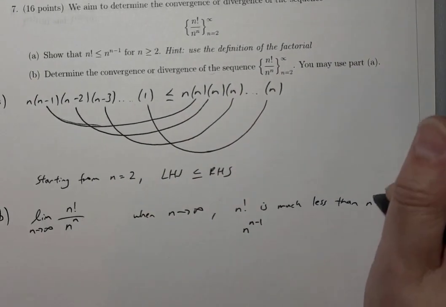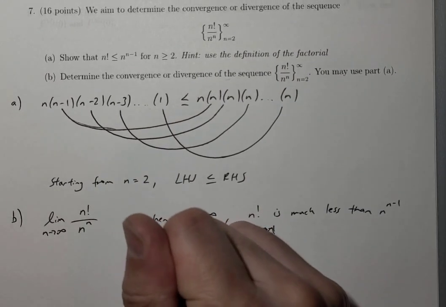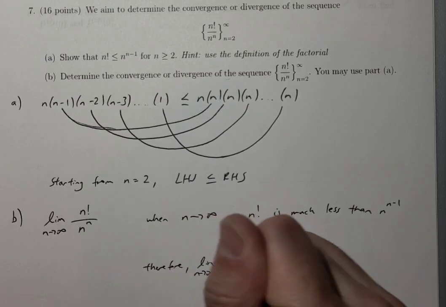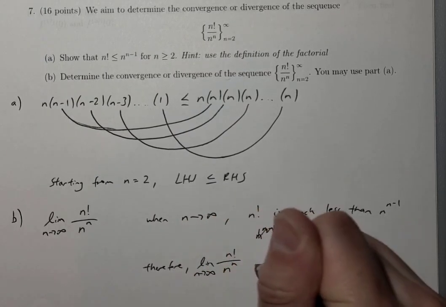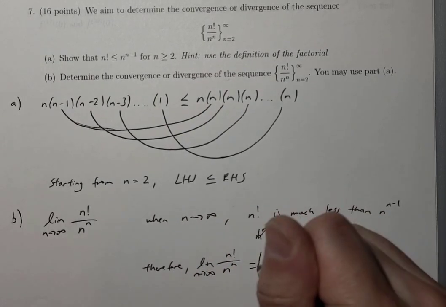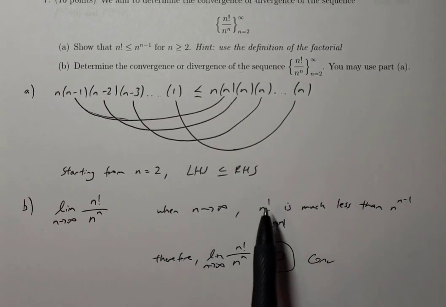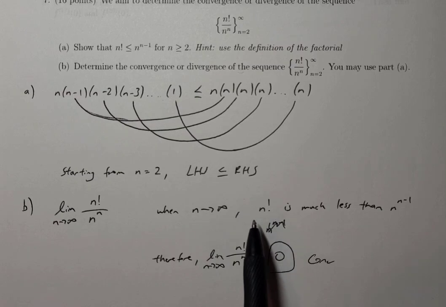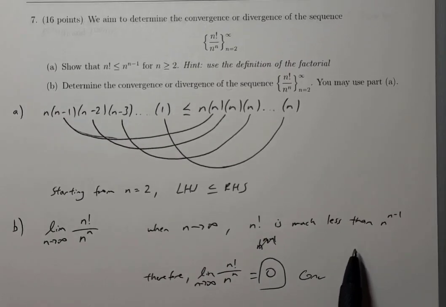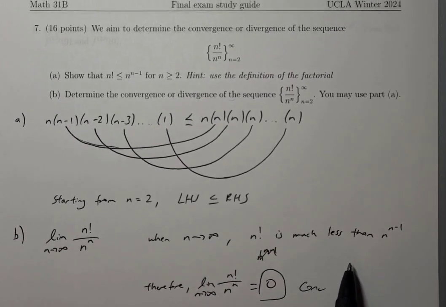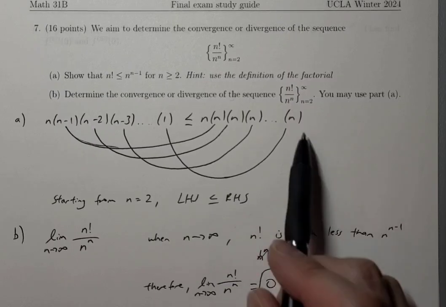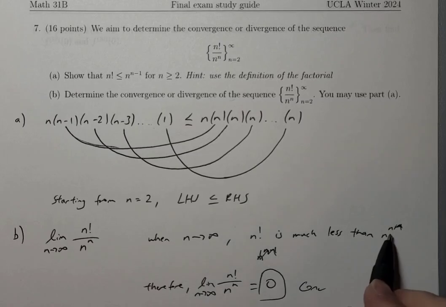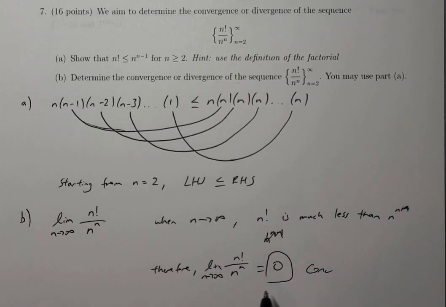I should just write it here. I don't know why I didn't do that. Therefore, the limit as n goes to infinity of n factorial over n to the n equals 0. It converges. It should equal 0. Because as I was saying, you can imagine that when n gets very, very big, then n to the n, so it's the same thing, and it's just one less factor of n. Doesn't matter.